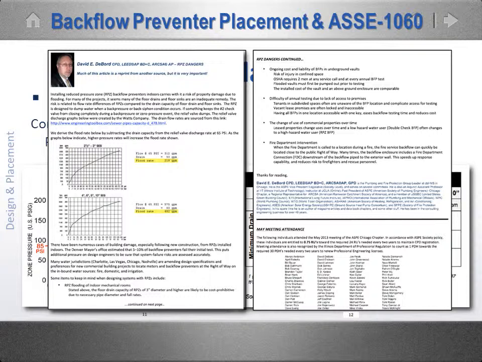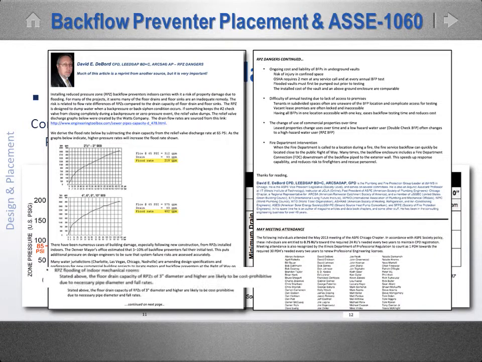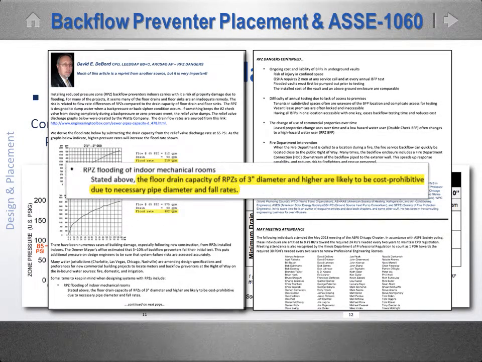He concludes that regarding indoor RPZs, the floor drain capacity for RPZs of 3-inch diameter and higher are likely to be cost prohibitive due to necessary pipe diameter and fall rates.